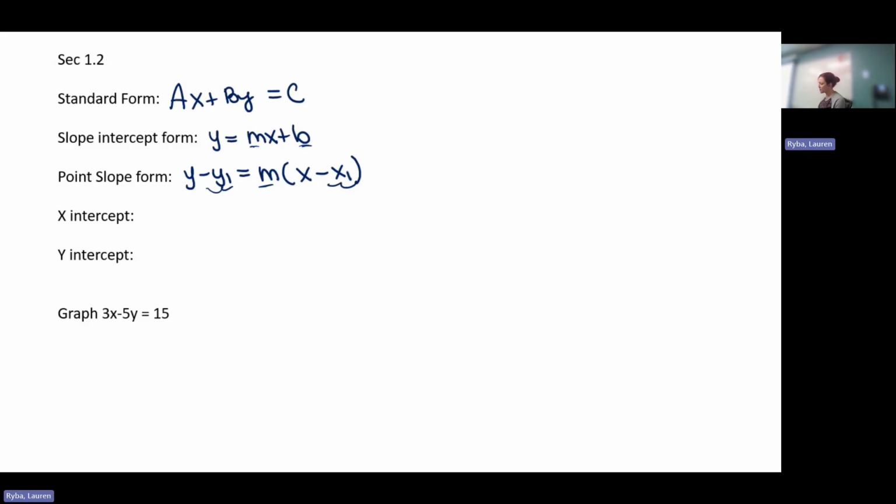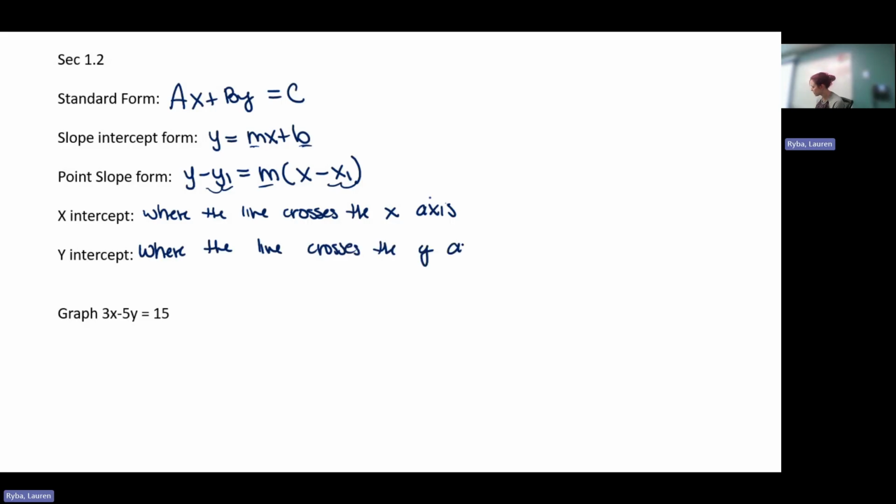All right, an x-intercept is where the line crosses the x-axis. And your y-intercept is going to be where the line crosses the y-axis.